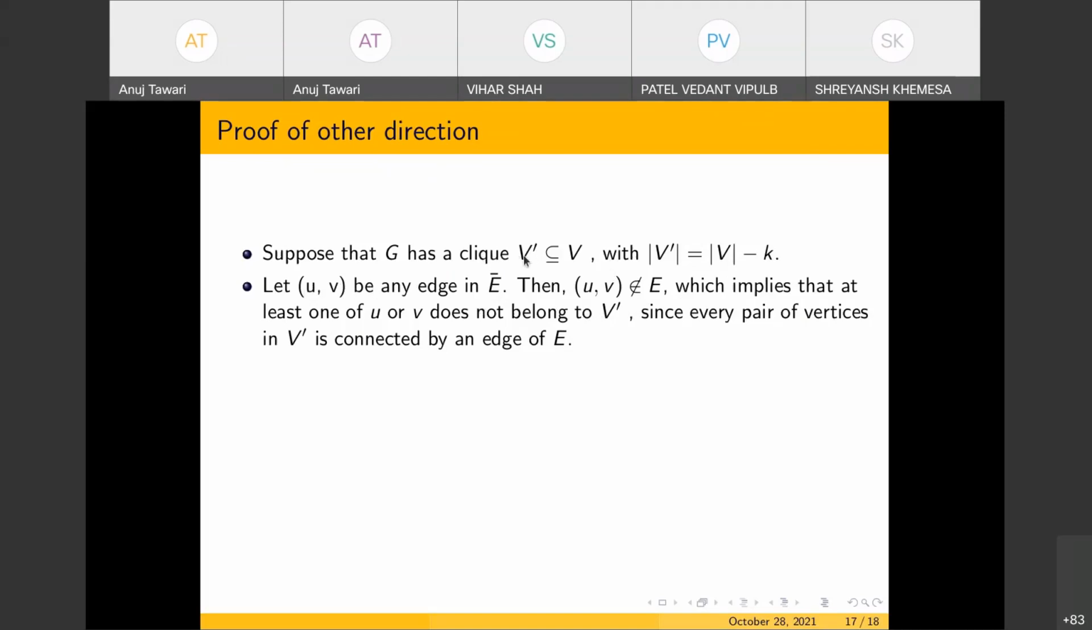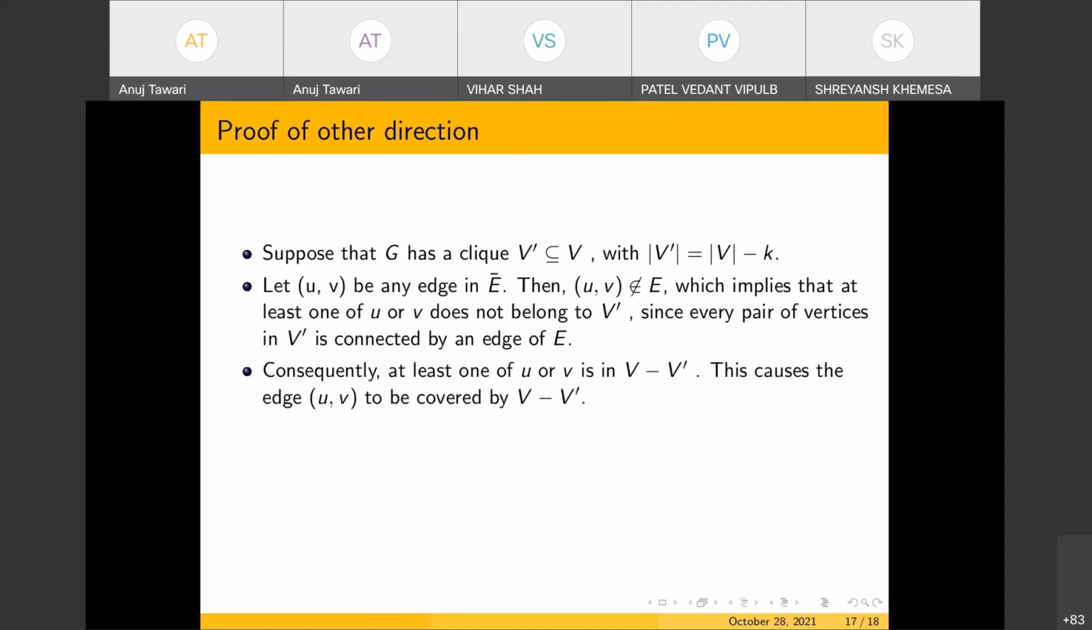Because the definition of clique was that any two vertices in V prime must have an edge between them. Because we are picking this (U, V) which is not in E, that means at least one of U or V does not belong to V prime. And therefore at least one of U or V is in V minus V prime. And this will cause the edge (U, V) to be covered by V minus V prime.